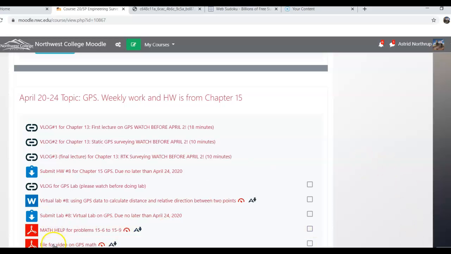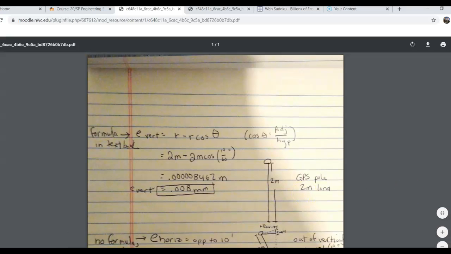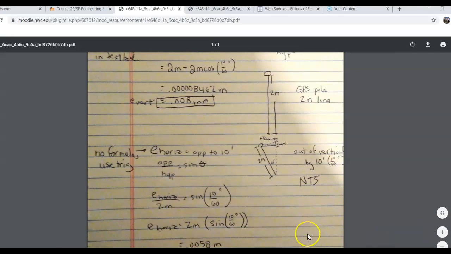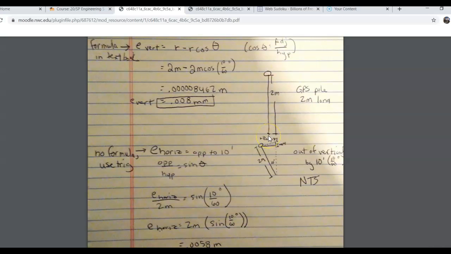And what we're going to refer to is this file. These are for problems 15.6 to 15.9, but if you open this file on your web page, you'll see that I've made a drawing which is clearly not to scale. But this is the nature of the problem. We have, in the first couple examples, a 2-meter tall GPS pole. Now if it were perfectly vertical, there would be no error in the horizontal or the vertical direction. But what happens is this point, when you put the pole down, this is the point that's being measured.